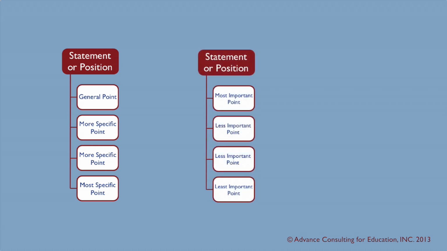The next argument structure has a statement or position, and it's supported by points of decreasing levels of importance. So the first point is the most important, the next point is less important, and the very last point is the least important.